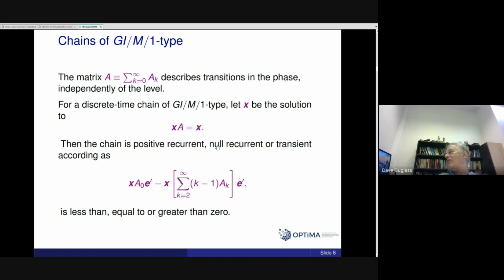Then the chain is positive recurrent, null recurrent, or transient, according to whether this expression is less than, equal to, or greater than 0. And this is actually the net drift upwards. X, A, e is the rate of going upwards. This is the rate of going downwards, actually weighted by the size of the jumps. So you can think of this as the positive drift, and this is the negative drift. And if you look at the difference between them, positive recurrent if the drift is less than 0, null recurrent if the drift is equal to 0, and transient if the drift is greater than 0. So that's sort of a natural condition. I mean, there's some maths to do to prove that, but it's what you might expect is true, and it turns out that it is true.